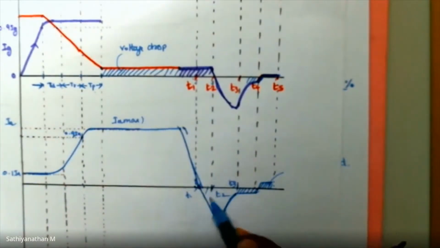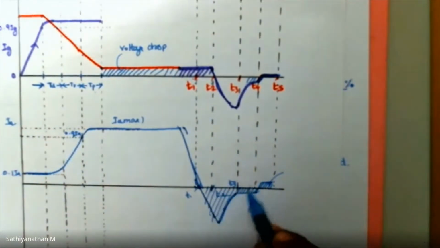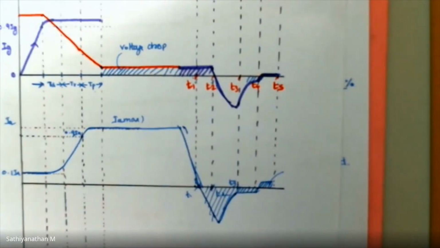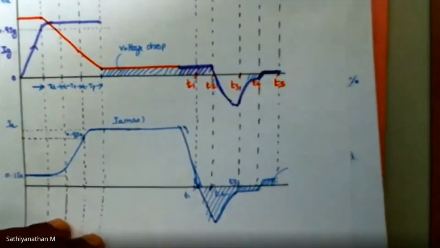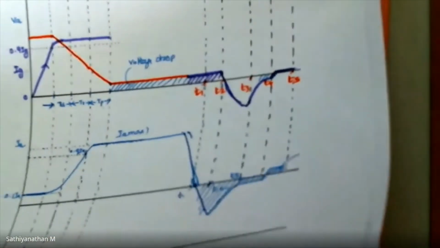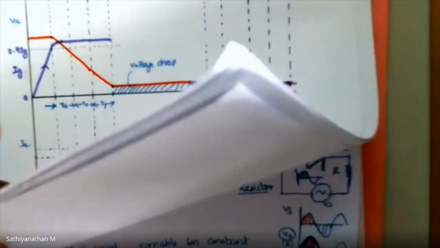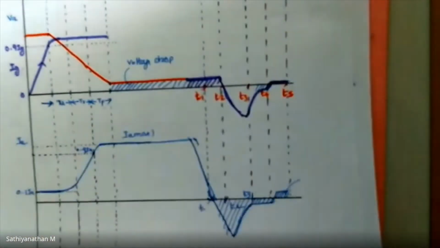If you see this graph, you can compare this graph with a diode, right? So in the previous class we discussed the reverse recovery time of a diode. Can you remember that? Can anyone tell me what is the reverse recovery time? To get rid of the charge stored while in forward bias.